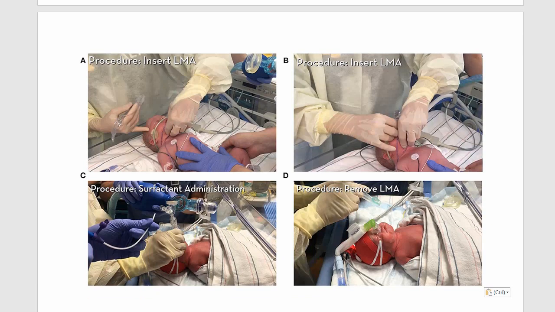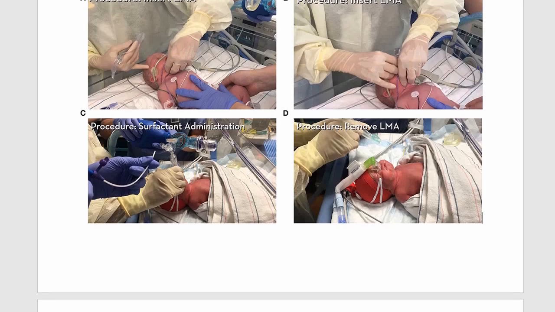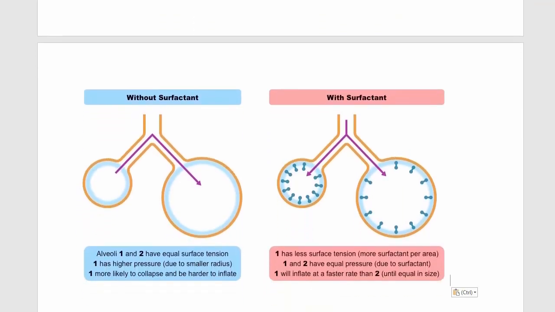So this is the procedure where you'll have an LMA inserted and then the surfactant administered, and this will help a premature neonate to breathe a little bit better. So why exactly do we need surfactant to breathe? What is it doing? I think understanding this helps. One of my friends works better if she knows what it is rather than just remembering facts, so we'll go through this.